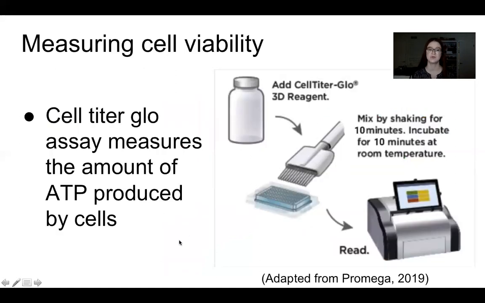To measure the cell viability, a cell titer glow assay was used. In a cell titer glow assay, a reagent is applied to the cells and then should fluoresce in conjunction with the amount of ATP produced. ATP production is the standard for which cell viability is measured, because if a cell is alive, it should be producing ATP.